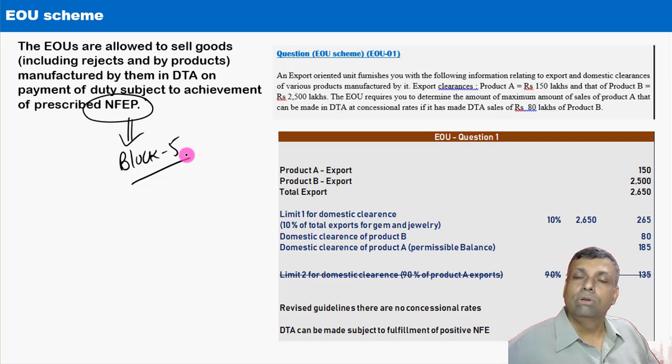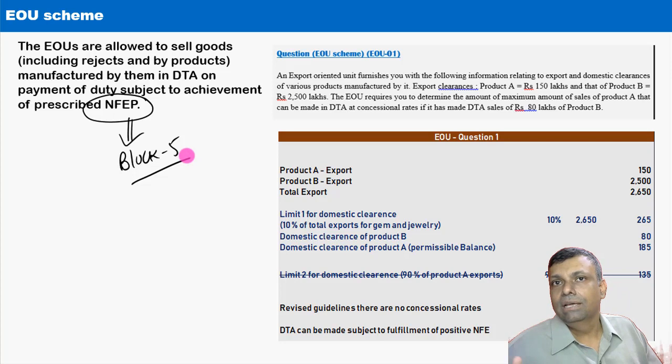Okay, that is one of the most important things. The second most important thing is with respect to the EOUs. As the word by itself suggests, they are basically export oriented units. So they will import and practically take a lot of advantage in terms of import, because after all they are going to export it. That means they are going to sell their product in the international market.